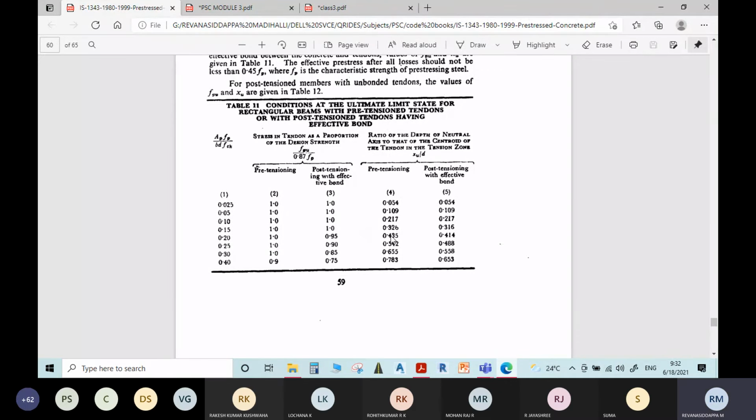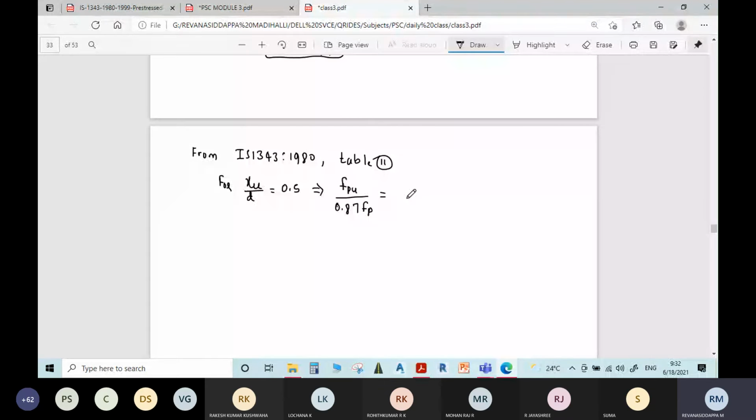See, for XU by D is equal to 0.435, corresponding FPU by 0.87 FP is equal to 1. For XU by D is equal to 0.542, the value is 1 here. We need the value for 0.5. What will be the value then? 1. Sir, 1 only. Okay, 1 only. Therefore, you directly write it as 1 here.